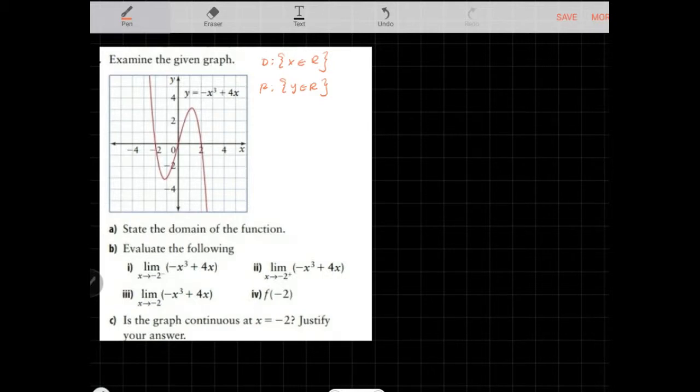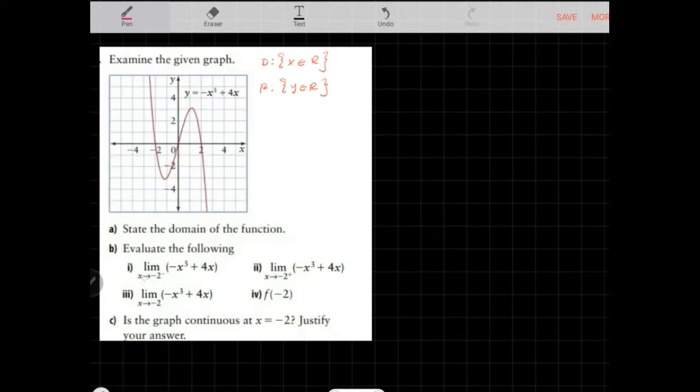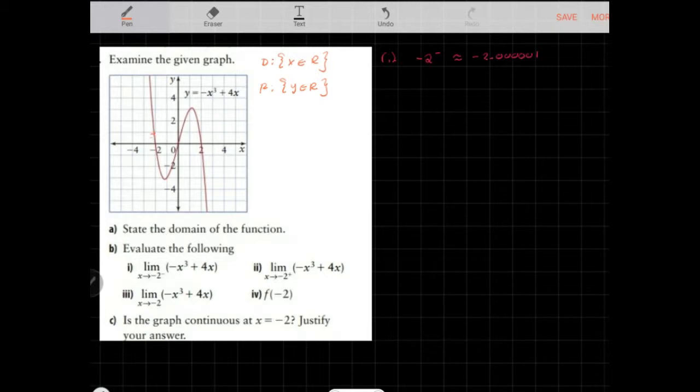Okay. So let's evaluate the following. Here we have some limit applications. So let's start with part 1. Limit as x approaches -2 from the left side of -x cubed plus 4x, right? So when we're looking at -2 from the left side, this is equivalent to a value that's really close to -2, approaching from the left side. This could be like -2.000001, right? And if you're approaching -2 from the left side, you're basically going this way on -2, and you can see that it gets closer and closer to the x-axis, which basically means that y is 0, right?